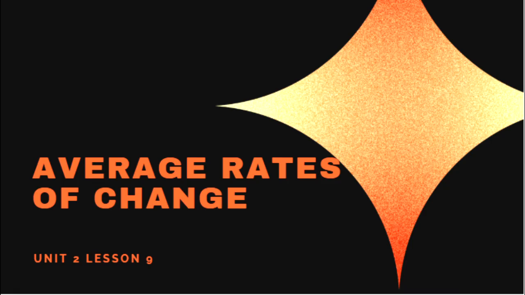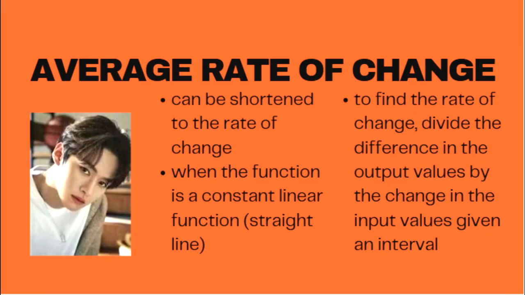Yes! This is Average Rates of Change, Unit 2, Lesson 9. Average rates of change can be shortened to just the rate of change when the function is a constant linear function, or a straight line. To find the rate of change, divide the difference in the output values by the change in the input values given an interval. If that doesn't make sense, don't worry. We have a formula. It will be fine.